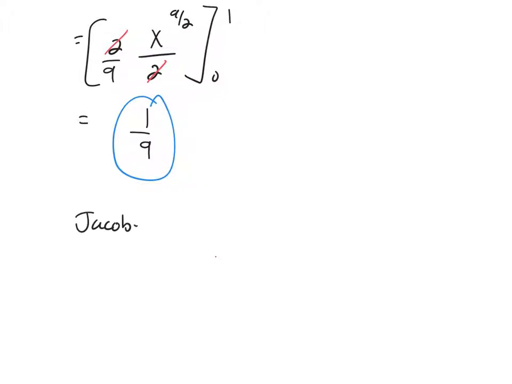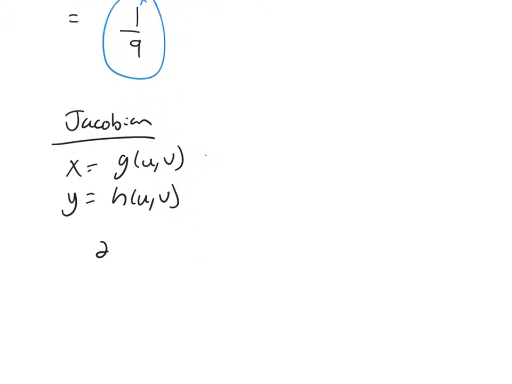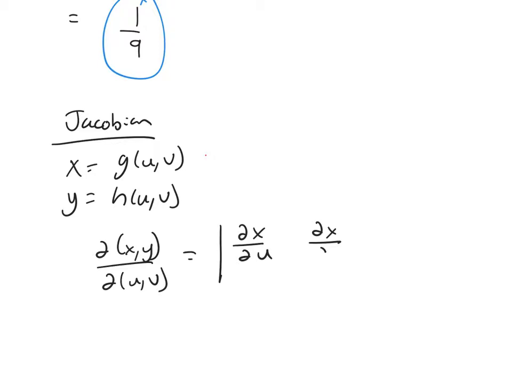So to find our Jacobian, what you're doing is changing your variables. So here I'm changing from x and y to u and v. Then to find our Jacobian, it has a very nice formula. The partial of x with respect to u, the partial of x with respect to v, partial of y with respect to u, the partial of y with respect to v. And so it's the determinant of this 2x2 matrix.